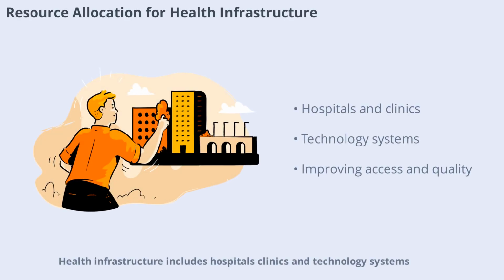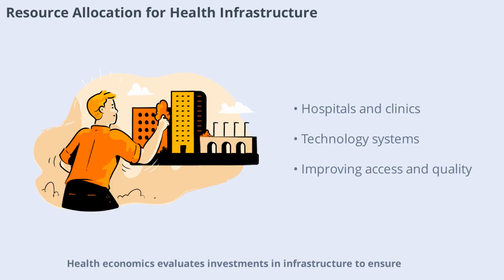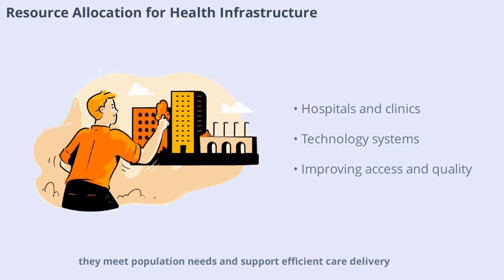Health infrastructure includes hospitals, clinics, and technology systems. Health economics evaluates investments in infrastructure to ensure they meet population needs and support efficient care delivery. Well-planned infrastructure allocation improves access, quality, and system resilience.